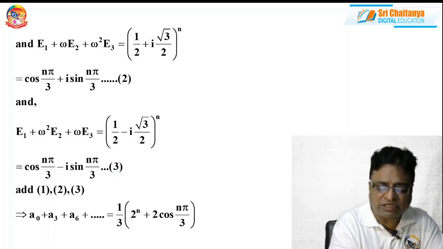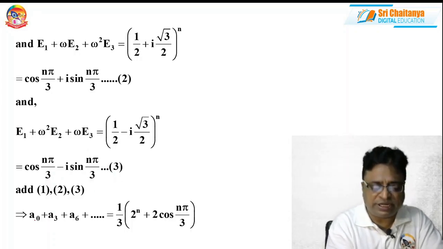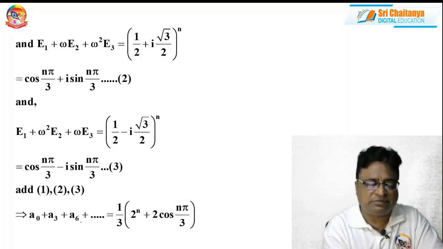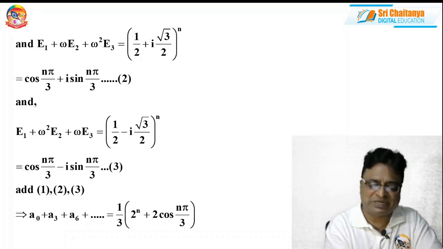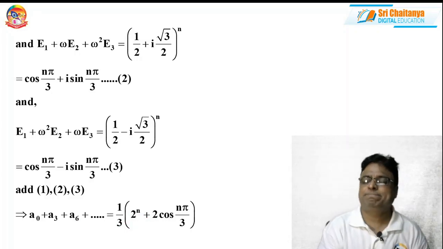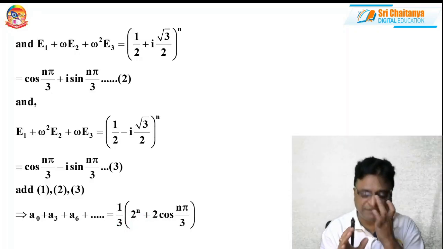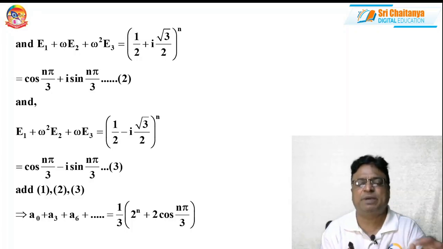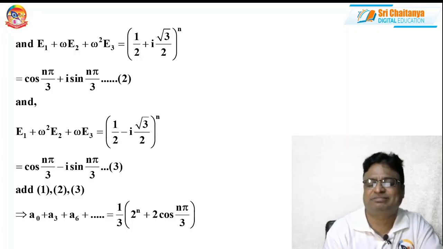Now, by adding all the three, you can automatically get what? A0 plus A3 plus A6 and so on equal to 1/3 of (2 power n plus 2 cos n pi by 3). This is a brief hint only I am giving. You put everything on paper very clearly, you will get the answer.